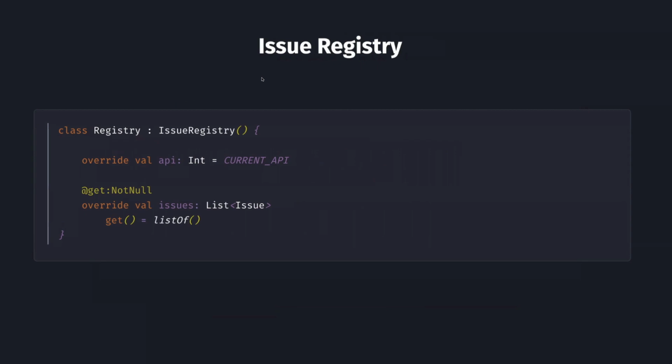In order to implement a registry, you extend IssueRegistry. And the main concept here is that of the overridden issues. It has a type of list of issues. We'll be taking a look at the issue class shortly. And since at the moment we have not written any particular issues, we're returning an empty list. When we do write a lint rule, we'll come back and include it here.